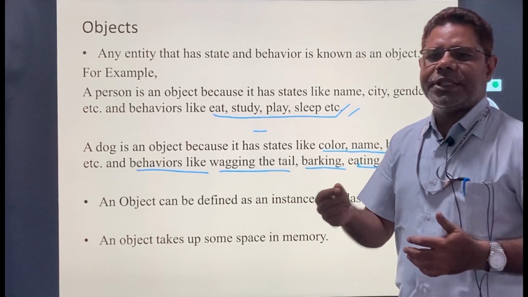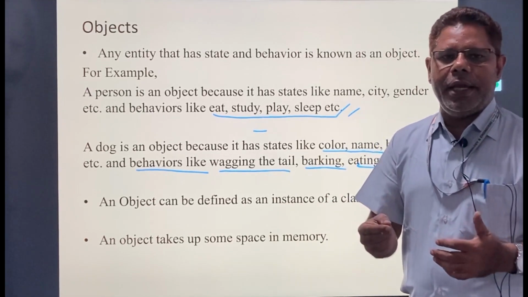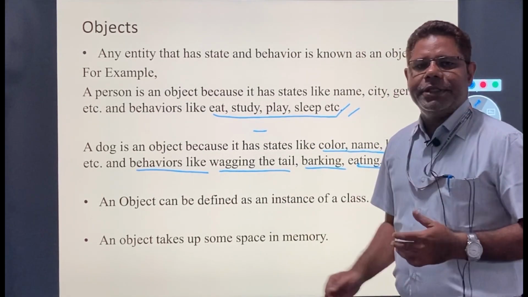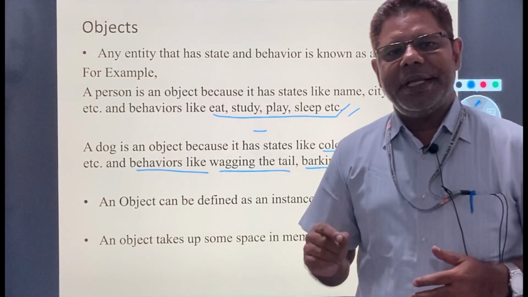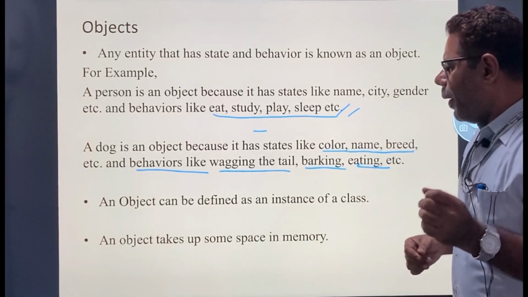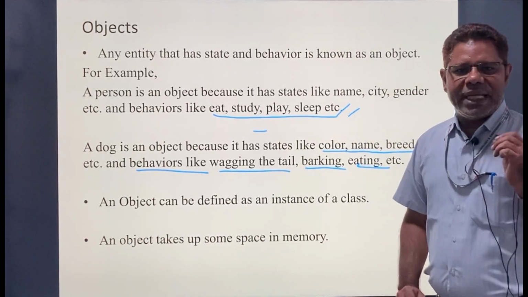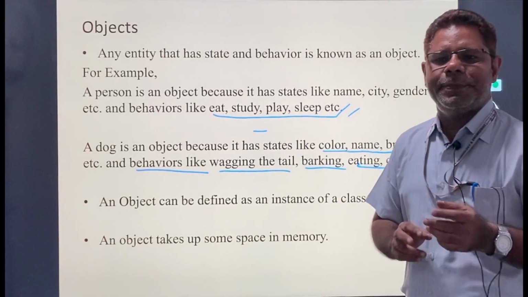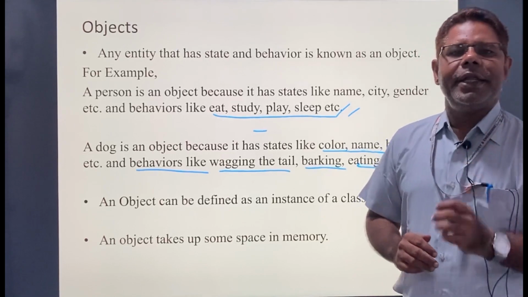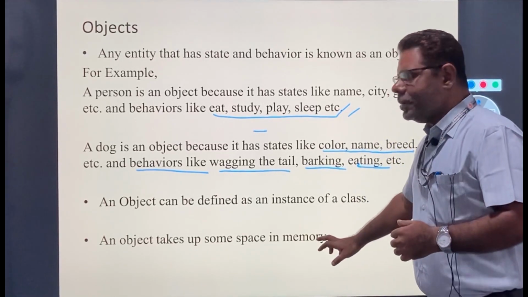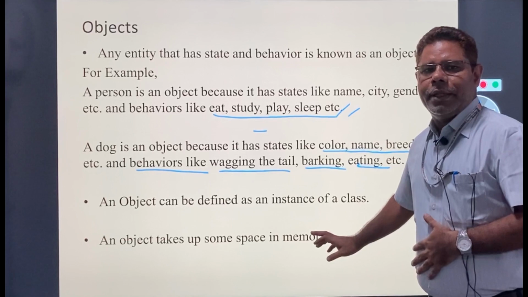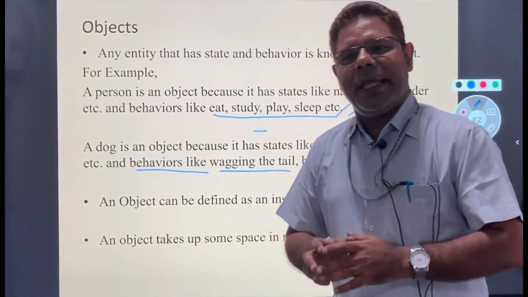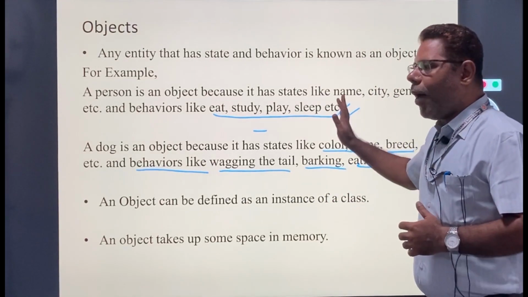Already I told you, once we create a class, we can create any number of objects. That's why an object is also defined as an instance of the class. Objects consume some space in memory. The class cannot consume any space in memory, but when we create an object, it will consume some space in memory.